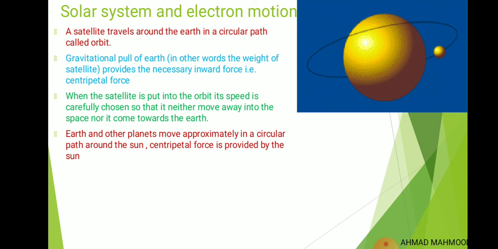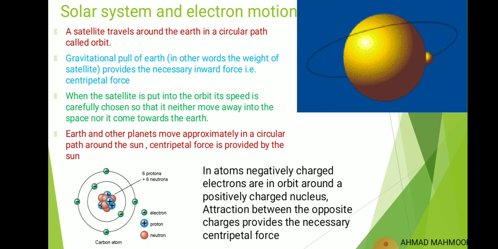Earth and other planets move approximately in a circular path around the Sun. Centripetal force is provided by the Sun. In atoms, negatively charged electrons are in orbit around the positively charged nucleus. Attraction between the opposite charges provides the necessary centripetal force.